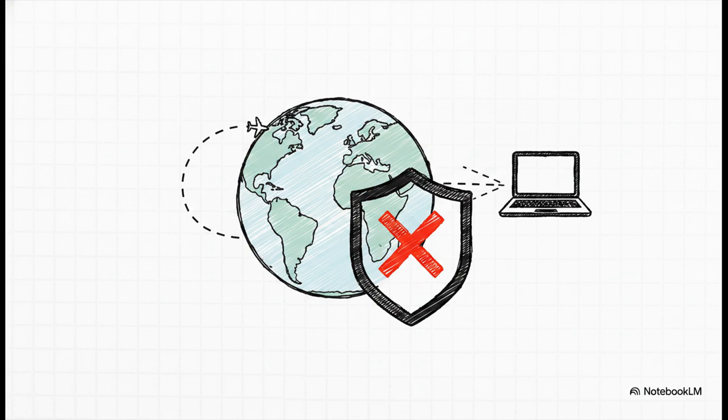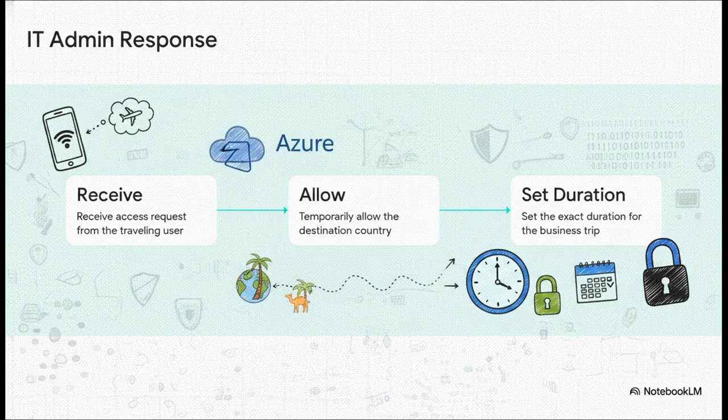The second they open their laptop in that new country, their internet service provider, their ISP, changes. Even if they have the exact right laptop, the right password, and their Duo app ready to go, the conditional access policy is going to see that foreign ISP and automatically block their access. And this brilliantly illustrates the day-to-day power of an IT admin.